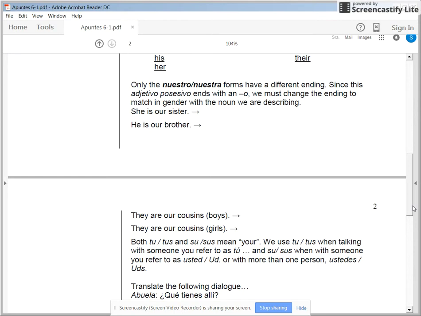Now both tu, tus, and sus mean your. Again, just to remind you that we use tu when we're talking to someone that you refer to as a tú, and su with someone that you refer to as an usted, or with more than one person, then you use the ustedes form, you all. Again, if you're unsure which one to use, tú or usted, always think about it. Do I use their first name? Are we friends? If I use a title with them, if I call them Mr., Mrs., or doctor, anything to that effect in titles, then you'll want to use the usted form to address them.